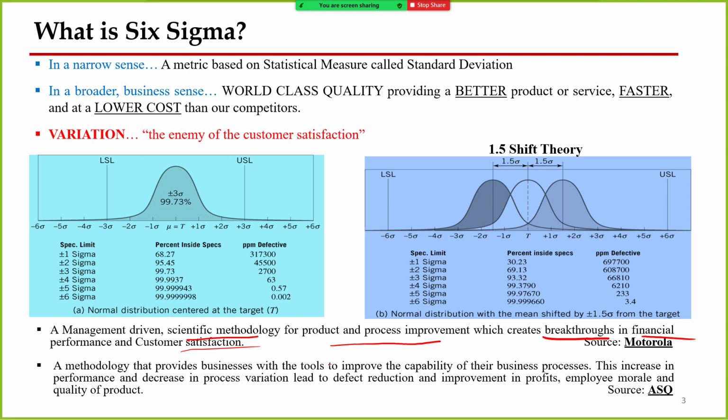A similar kind of definition you can see from the American Society of Quality. They are saying it's a business methodology to improve the capability of business processes, to increase the performance and decrease the process variation. By reducing defects, ultimately we are getting higher profit, employer satisfaction level, as well as improvement of the quality of the product. So I hope it's clear what Six Sigma basically is.